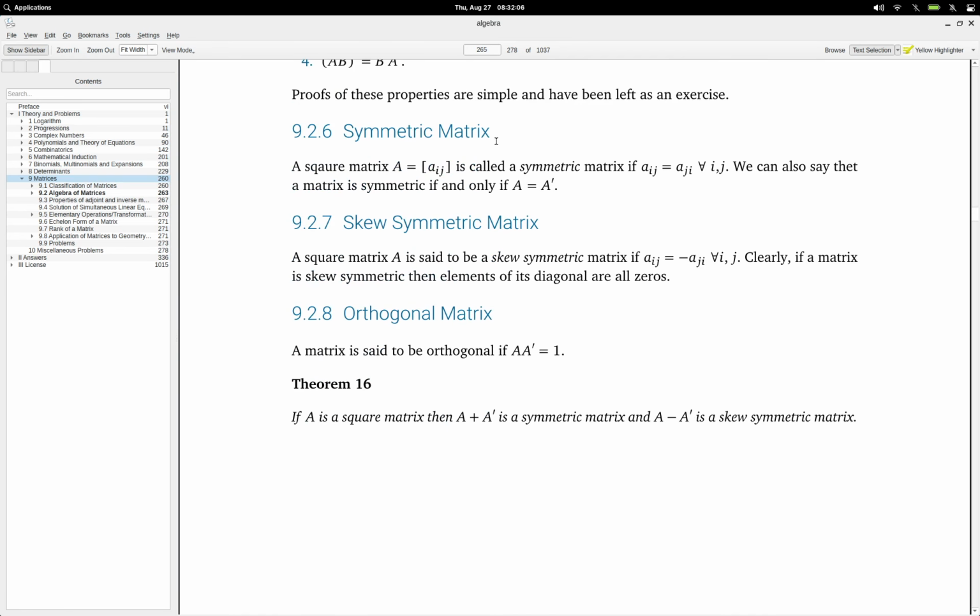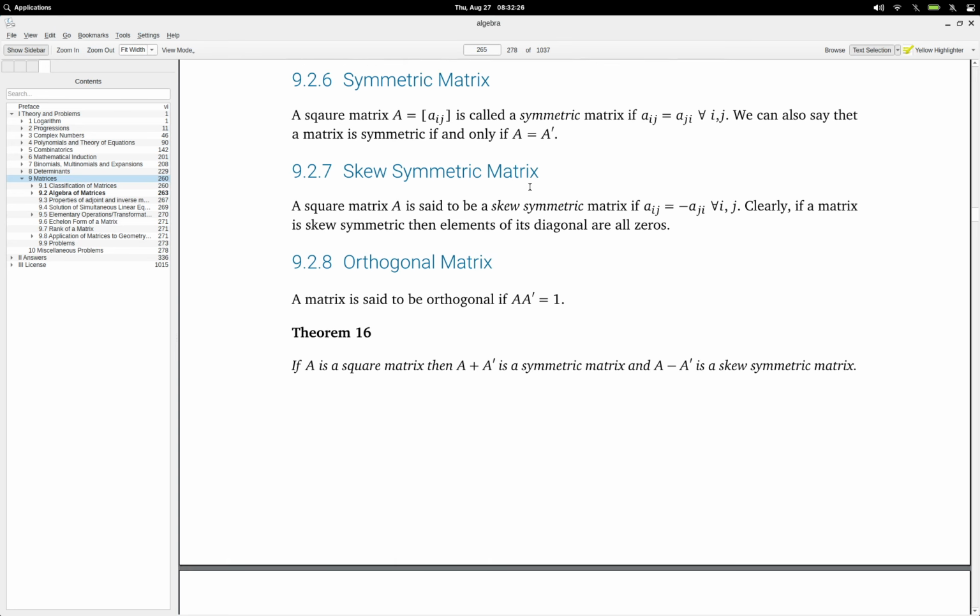Then we have symmetric matrix. A square matrix A equal to [aij] is called a symmetric matrix if aij is equal to aji for all i, j. We can also say that a matrix is symmetric if and only if A is equal to its transpose.